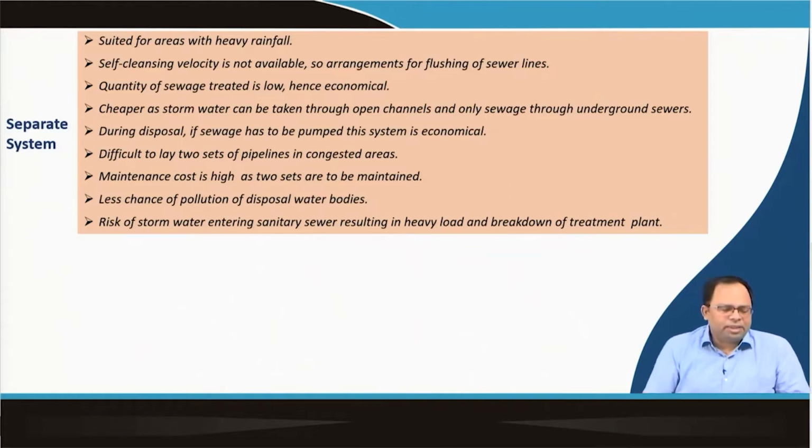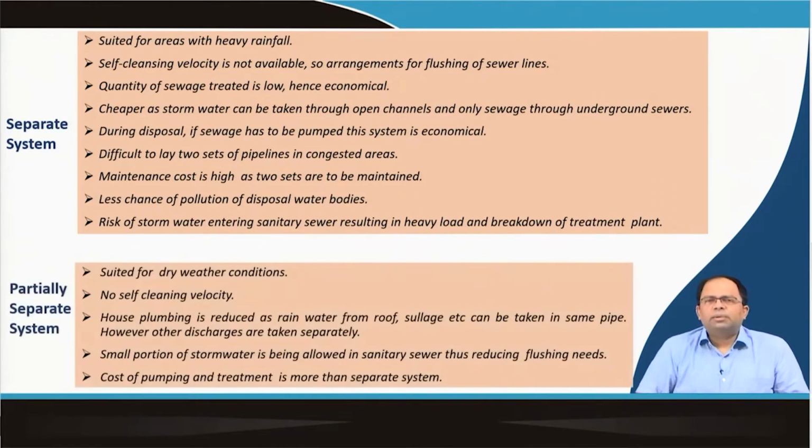So, this is a separate system, and the partially separate system, as we have discussed, is suited for dry weather conditions, when there is no self cleansing velocity. That is why this extra storm water from roofs or maybe sullage can be added into the sewer pipelines. That actually helps in attaining that self cleansing velocity, and the cost of pumping and treatment is usually more than the separate system, because we have to treat more quantity of waste.